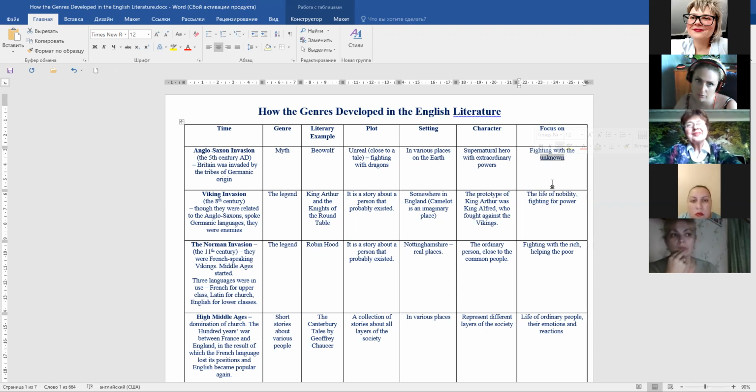So next, the Vikings. Who were the Vikings? Yes, that was the invasion. Were they the relatives of the Anglo-Saxons, or were they an entirely different tribe? They were related to the Anglo-Saxons. Absolutely. They came from the same places, they also spoke Germanic languages, so they were really close. But were the Anglo-Saxons happy about the Viking invasion? No, not really. They were enemies.